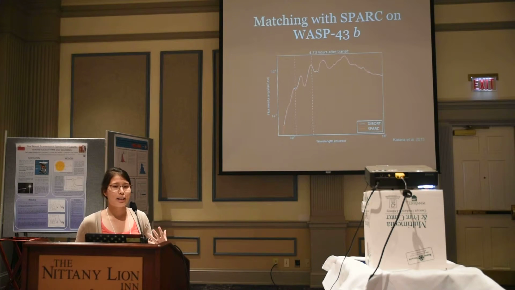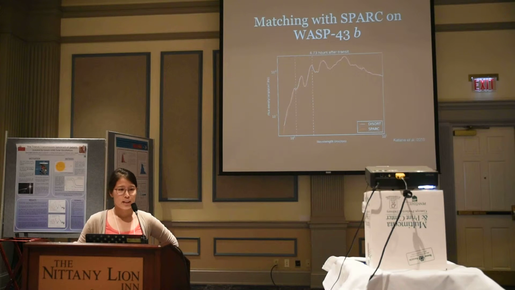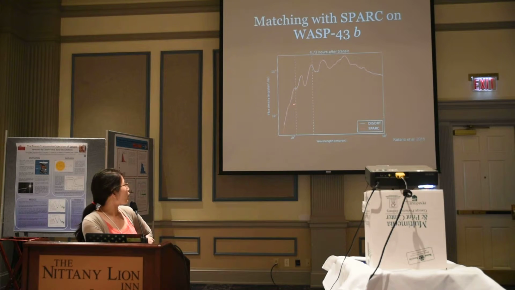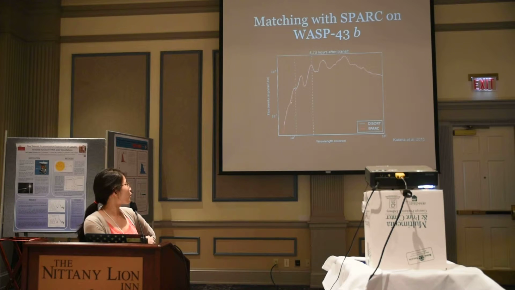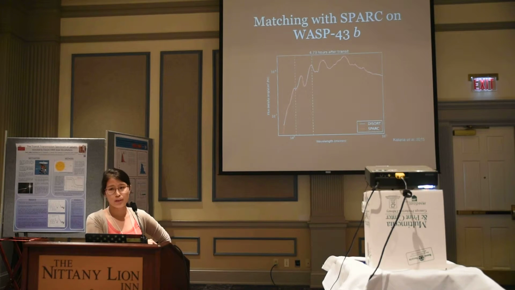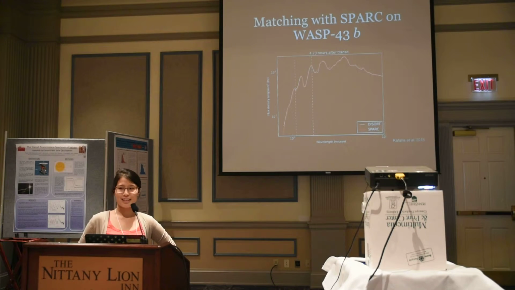And so after that little bit of sanity check, I used Jonathan's run with SPARC on his model for WASP-43b, and the GCM, the general circulation model, was provided by Tiffany Kataria at the University of Arizona. I ran the code with the same pressures and temperatures that Jonathan ran SPARC with, and then I smoothed my data to fit the resolution that SPARC resulted in, and you can see that they match pretty well. That's a good sign.